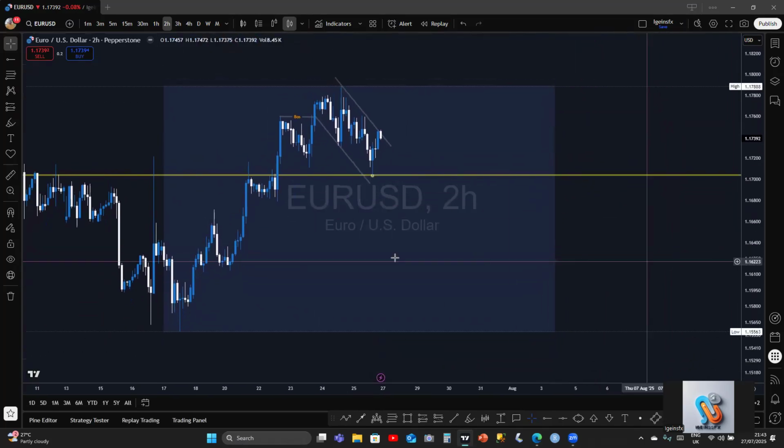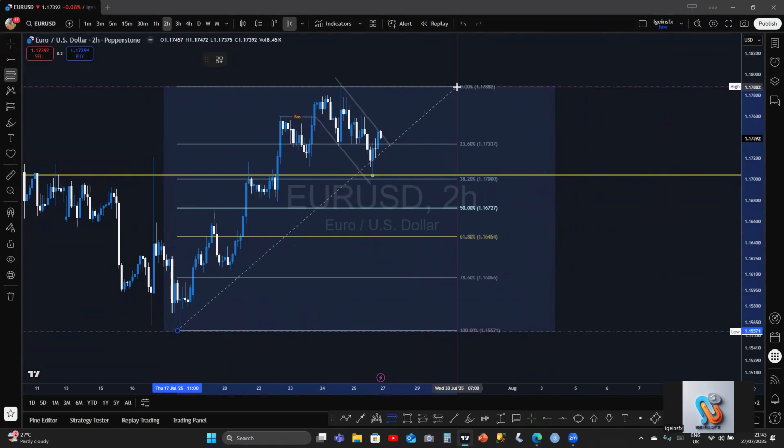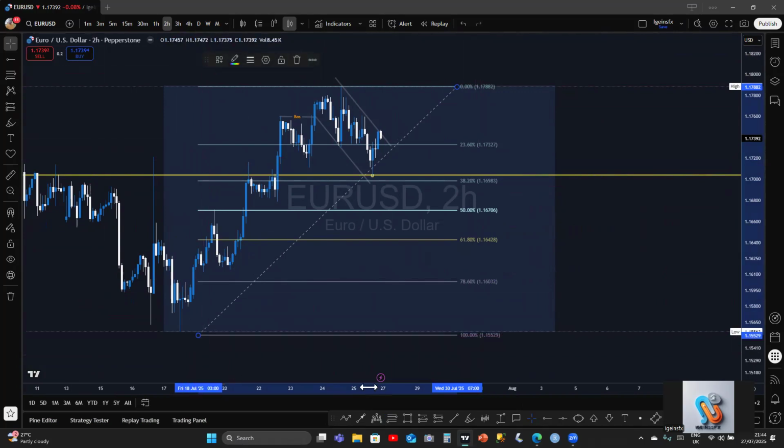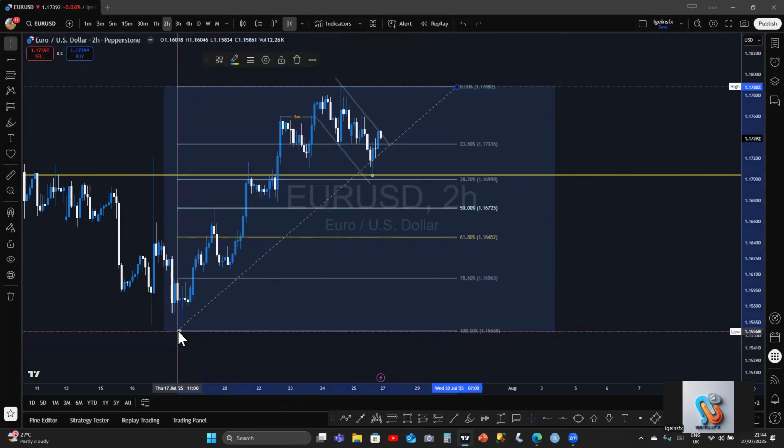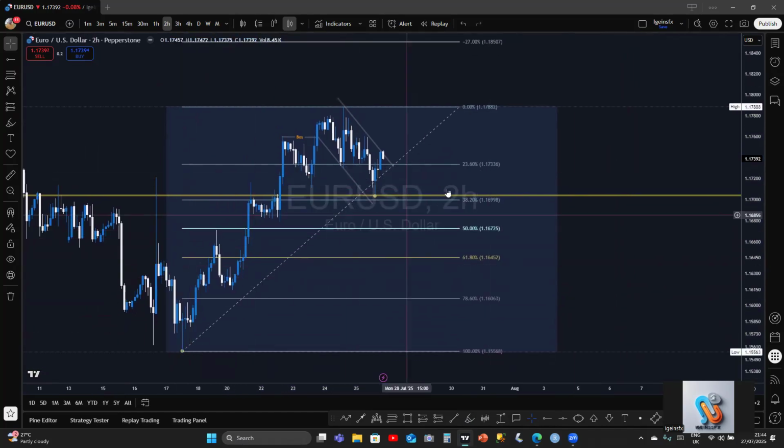If you want to measure it, let's use another confluence. Measure the whole swing, and we discover that it got to 38.2. It got a rejection from an obvious level, 38.2. If you don't know the meaning of all these Fibonacci levels, please go and look for my videos on my YouTube channel where I explain everything.